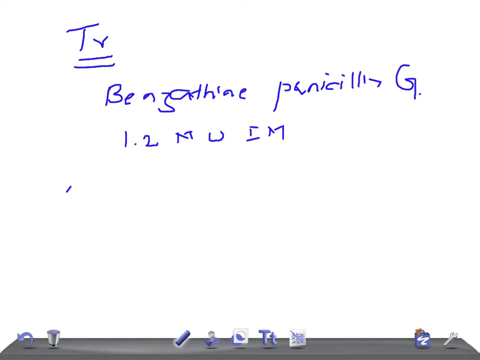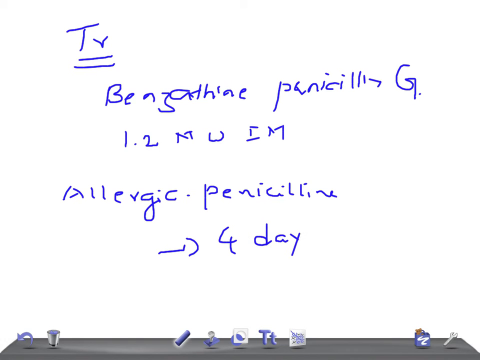Okay, what happens if the patient is allergic to penicillin? If he's allergic to penicillin, what you have to give is 4 days of erythromycin, given at around 40 milligrams per kg per day. Okay, the 4 days of erythromycin.